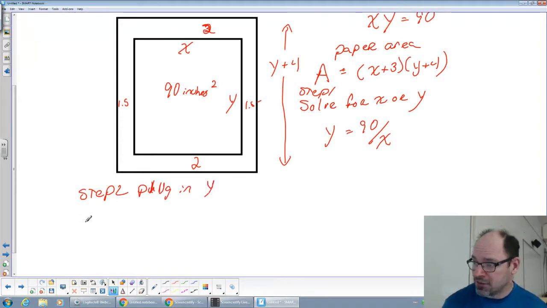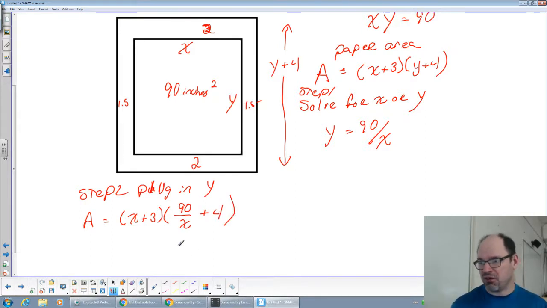Y. Okay, so let's do that. So the area equation was equal to X plus 3 times Y plus 4. So Y is going to be this 90 over X plus 4.